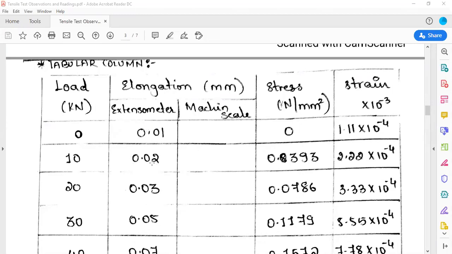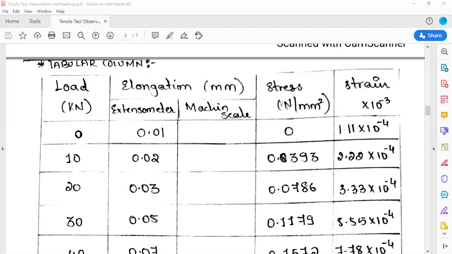That has to be noted down. And after that, stress and strain. Actually here, the 10 raised to minus 3 should not be there, and strain doesn't have a unit. The strain formula is change in length to original length. The unit of change in length is mm, and the unit of original length is also mm. Both will get cancelled, so strain doesn't have any unit.